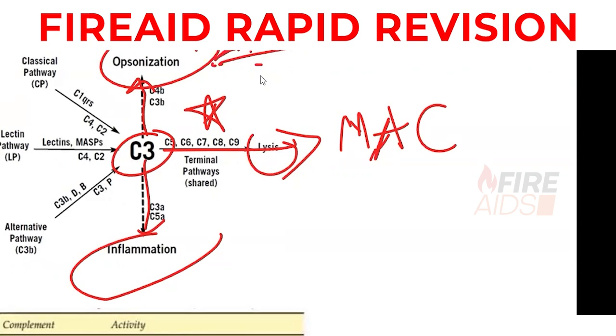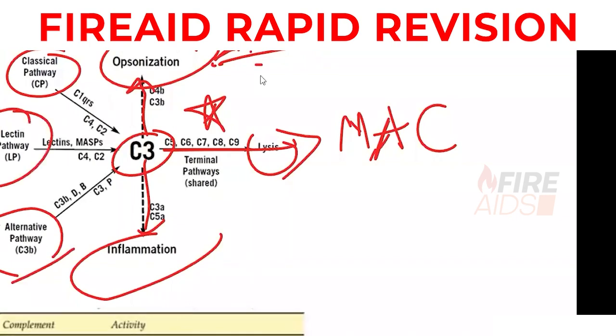So that MCQ you must remember very well. So where does this C3 come from? One is directly from C1, that is the classical pathway. Or there is something called the alternate pathway, that is C3b, where C3 is coming directly. Or there's something called the lectin pathway. So from the lectin, C4 and C2 it comes, as C3.